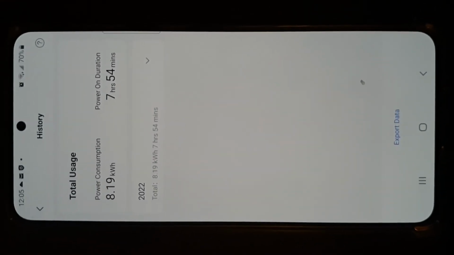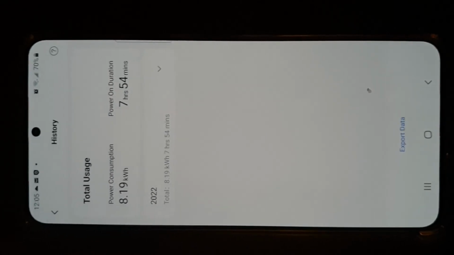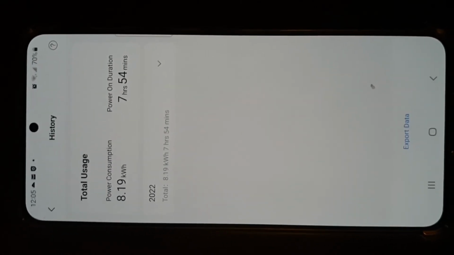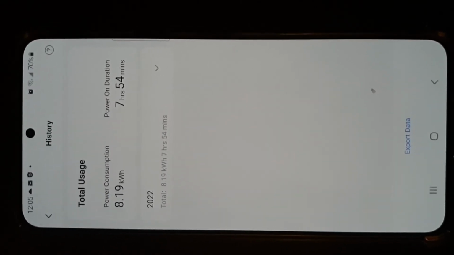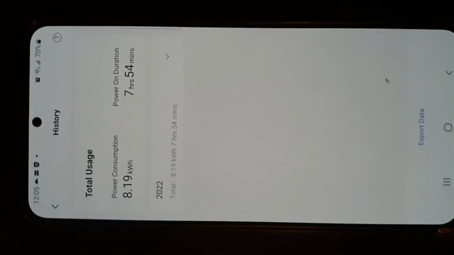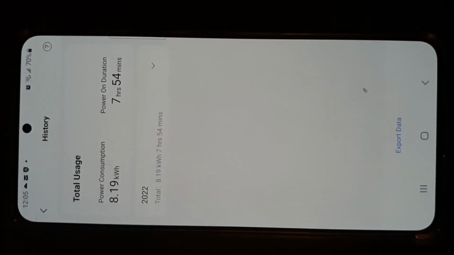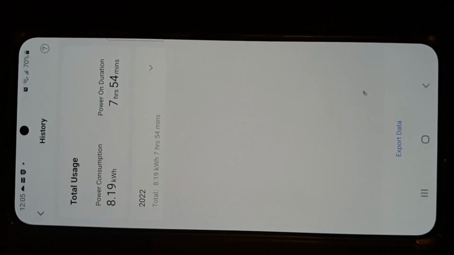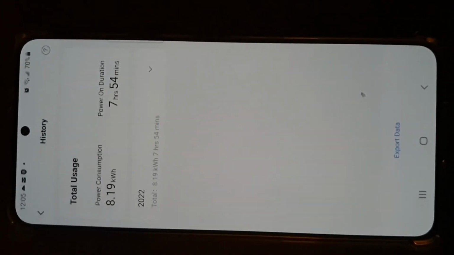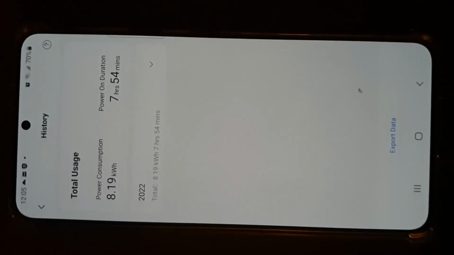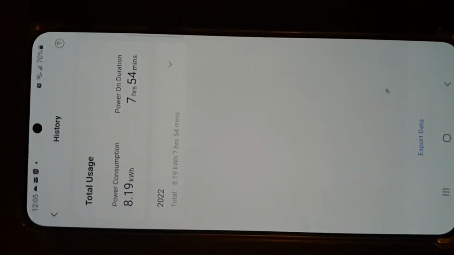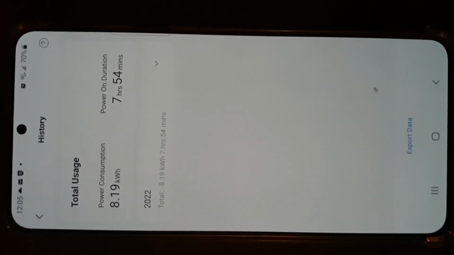Yeah, that's 8.20 kilowatt hours in about 8 hours. So that's roughly a little over 1 kilowatt hour. 1 kilowatt per hour is what it used. So in the separate video I'll calculate how much that costs.